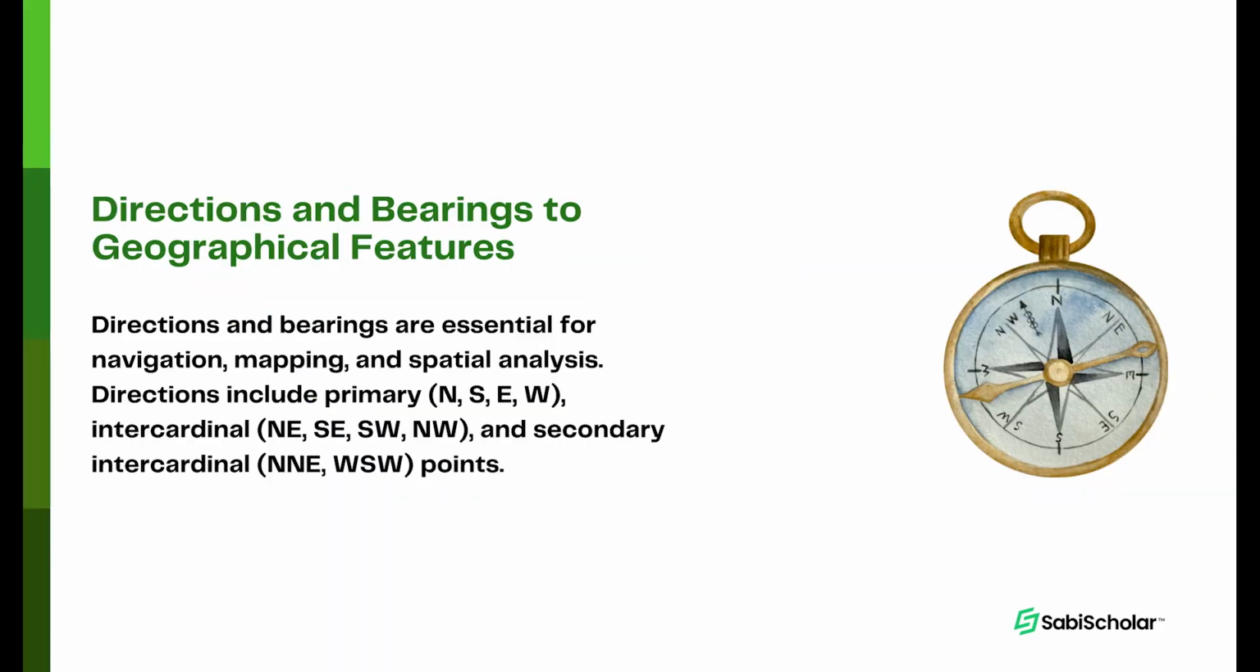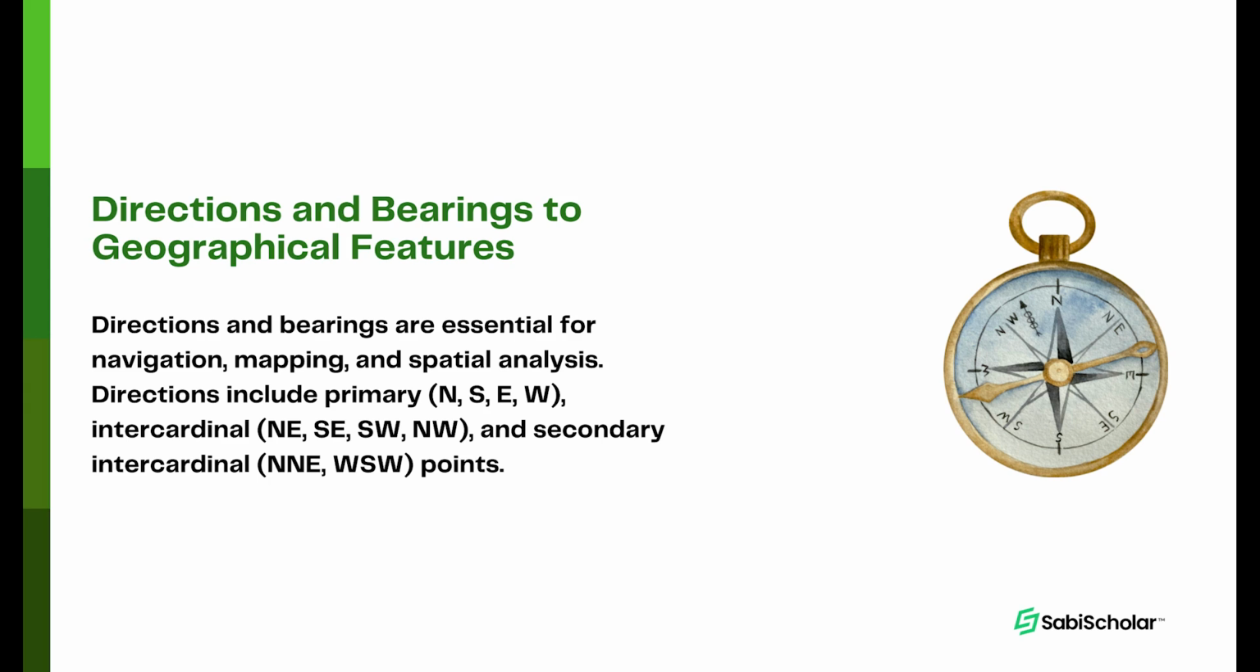So next thing we're going to look at is the directions and bearings to geographical features. In this case, the bearings are crucial for navigating, mapping, and analysis. Both concepts are essential for accuracy, describing the location and the orientation of objects or places in relation to one another. So in this case, we look at the direction.